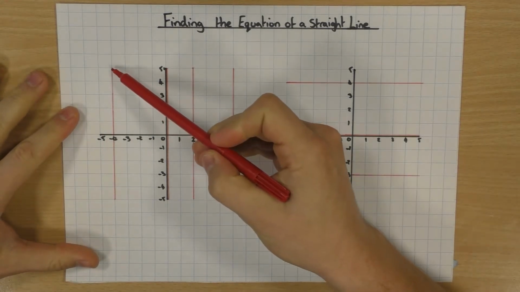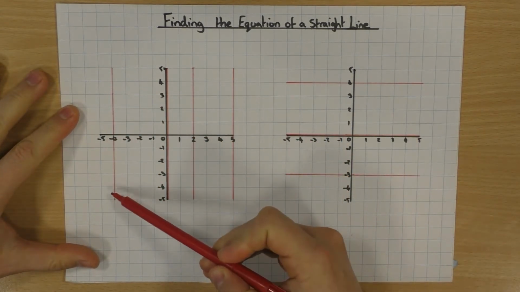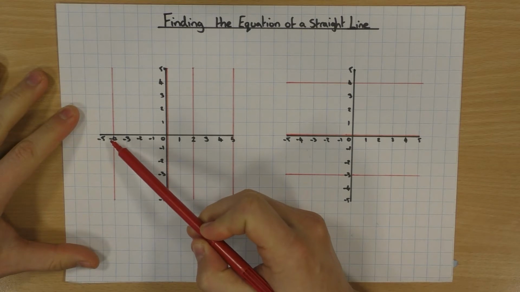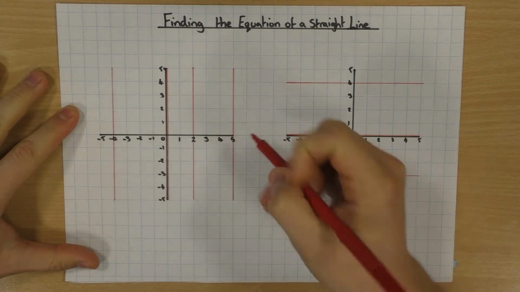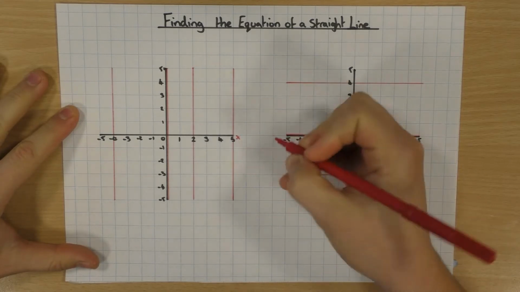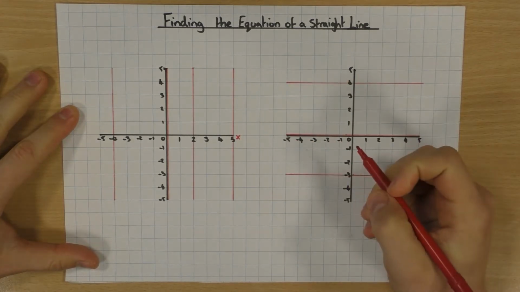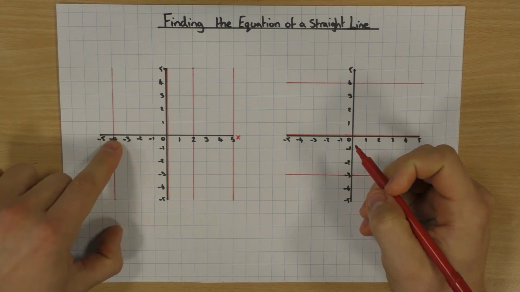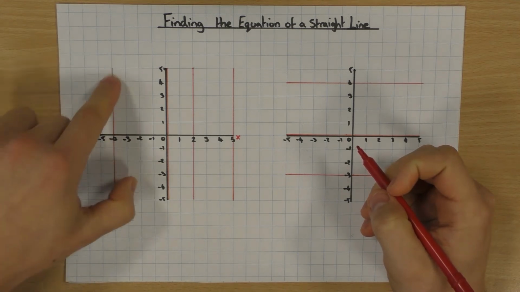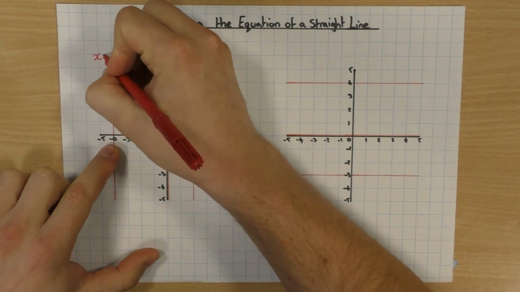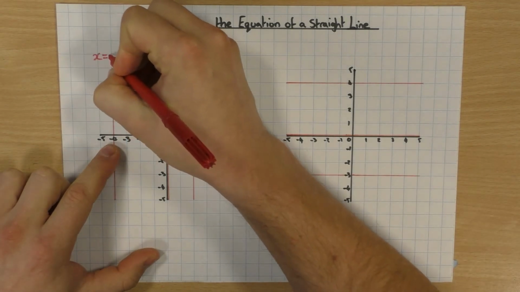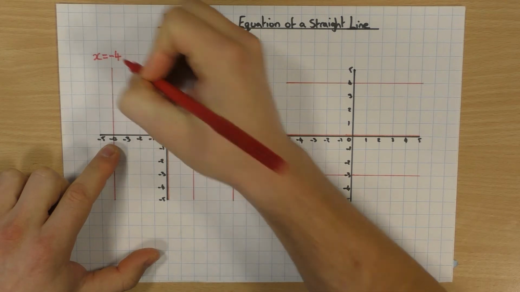So when you have a vertical line, what we're doing is looking at which axis it crosses. So if it's vertical like this one here, it's going to be crossing the x-axis. In which case, all we then do is see at what point it crosses the x-axis. In this particular case, it's -4. And all we do is say, okay, well, the equation of this line is x equals -4.